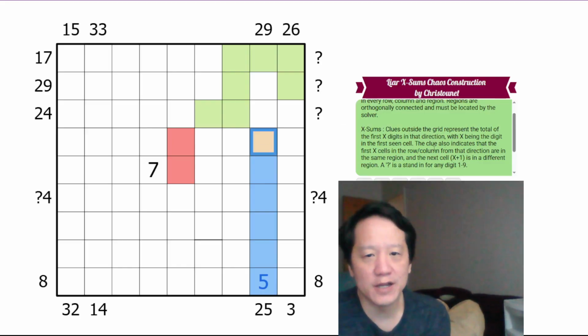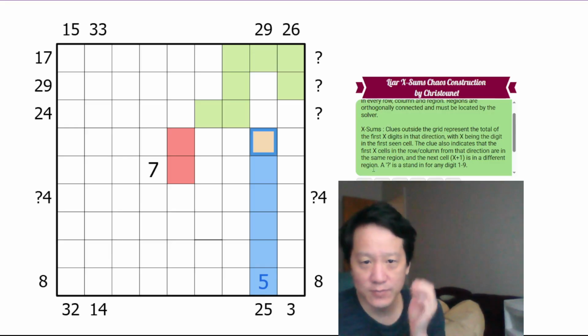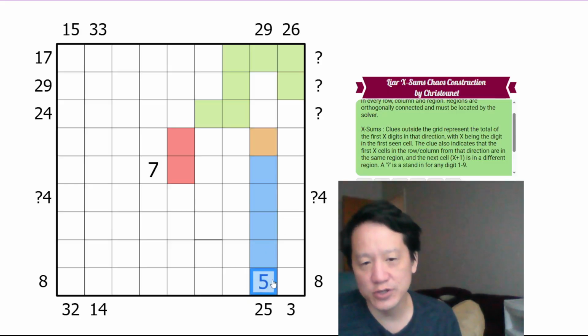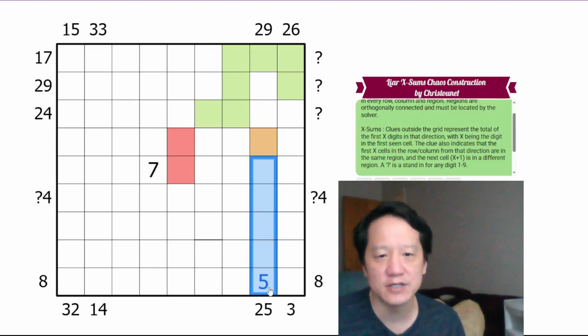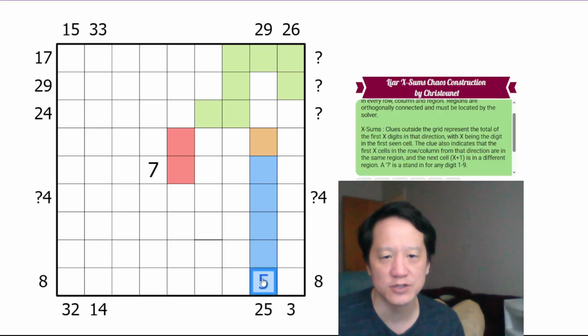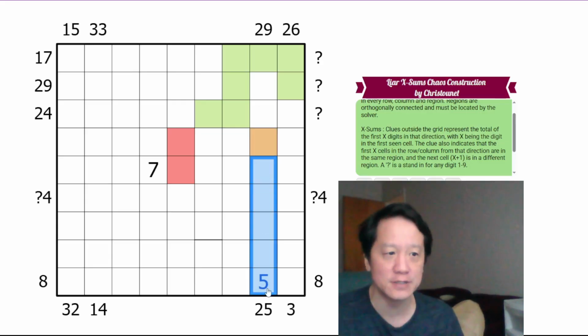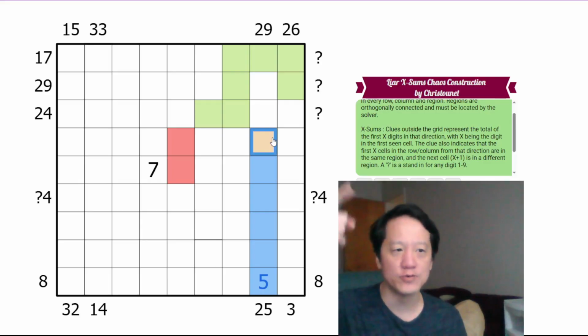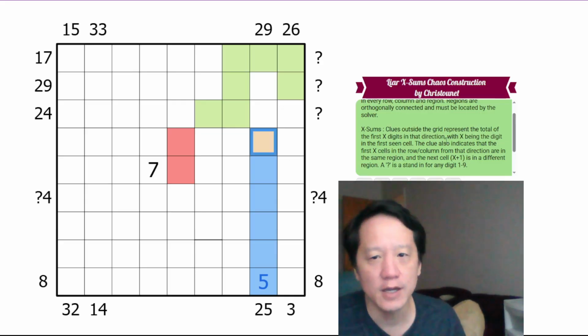So that is what a valid X sum clue signifies, right? So basically it looks at the first digit, that's X, and then it says the first X digits add up to the number that's outside the grid. So that means the first 5 digits would have to add up to 25. And then those digits are in the same region, while the first digit that's past it must be in a different region. And that's how X sums work in this puzzle.